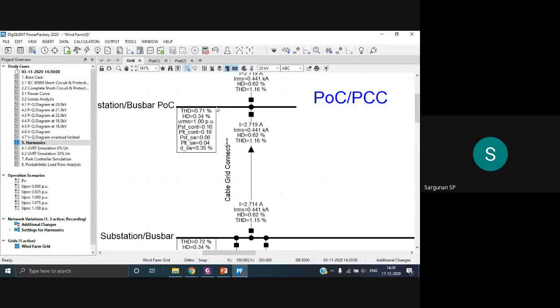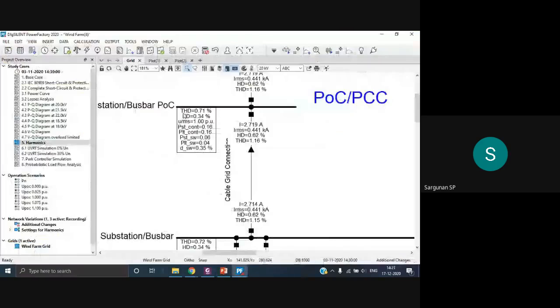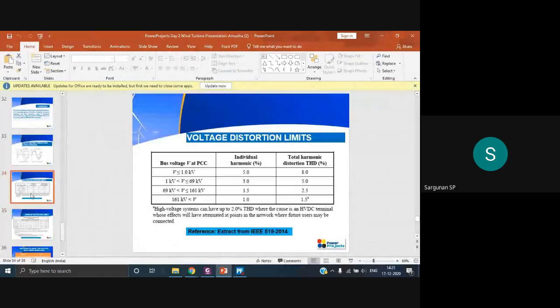Okay, now you can see I'm connecting at 20 kV, right? So we'll see what it is. At 20 kV, whatever you see here at this bus is nothing but the voltage harmonics. Similarly, whatever you see here at this branch is nothing but your current harmonics. Okay, so let me go to the voltage harmonics.